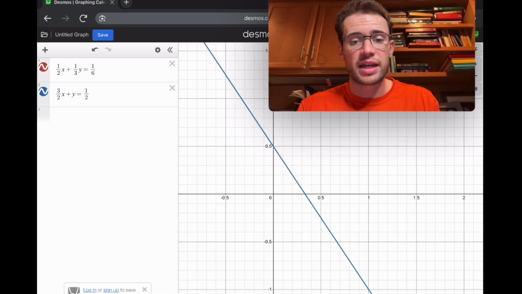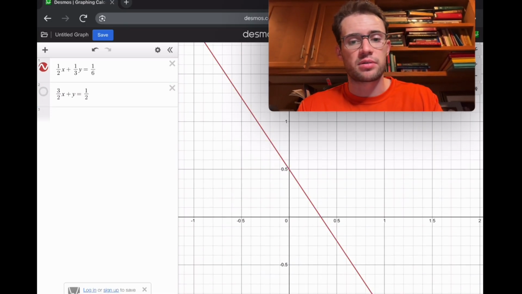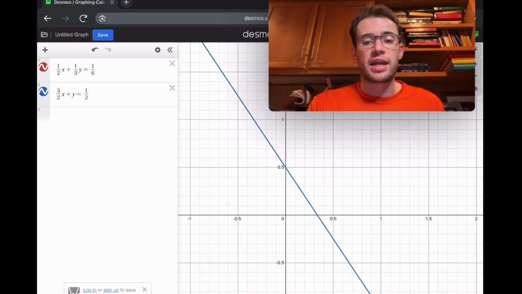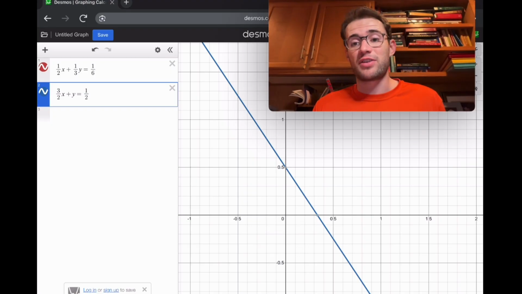And you can see it's right on top of the other line. Right? If we get rid of this one, the line is there. We add it back, it's on top. So these are the same line. That means every point on the line is a solution. So this has infinitely many solutions, which is exactly what they were looking for.